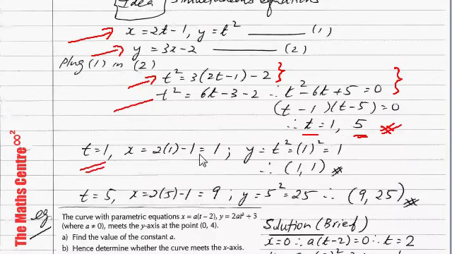t equals 1, plug in x equals 2t minus 1, you'll get x equals 1, and y is t squared, so 1 squared will be 1. So the first point of intersection will be (1, 1). When t equals 5, plug in 2t minus 1, 10 minus 1 is 9, t squared will be 5 squared, which is 25. So I have my second point of intersection, (9, 25).